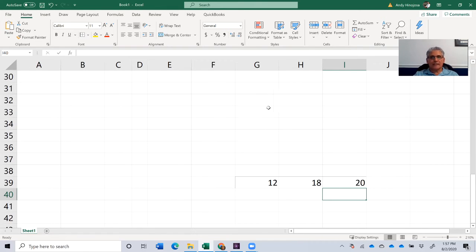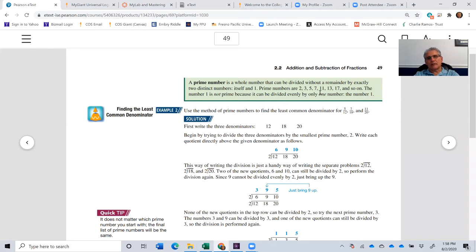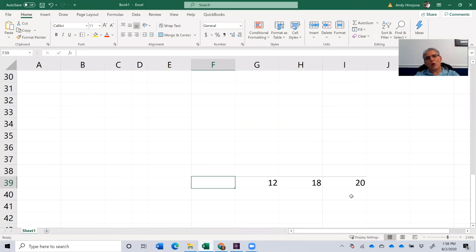We have 12, 18, and 20, and the first thing we're going to do is figure out whether or not, starting with prime numbers, the lowest prime number is 2. That's the reason why we reviewed prime numbers at the very top. The lowest prime number is 2. And the question becomes, does 2 go into any of these numbers evenly? And the answer would be, yes, it does. And then the question becomes, well, by how much?